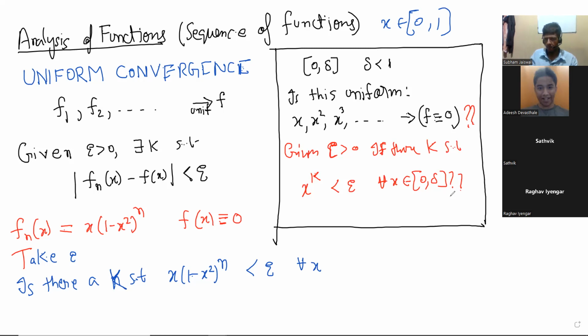Sir, kth root of epsilon. Yes, because epsilon is positive, the kth root is always defined, whether k is even or odd, and it's always less than 1. But you need to see the delta is given to you. You need to find a k so that it works for all x.